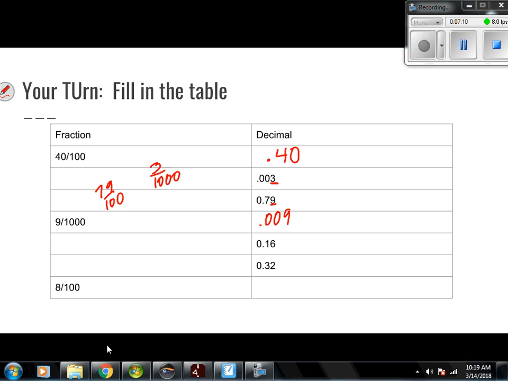Let's look at this number. 16. And what place value is my 6 in? Hundredths. So 16 over 100. What about my 2? What place value is my 2 in? Hundredths. So 32 over 100. And then 8 hundredths. So would I put my 8 in the first place value? No. Would I put it in the next one? No. I'd put it in the next one for hundredths. 8 hundredths.